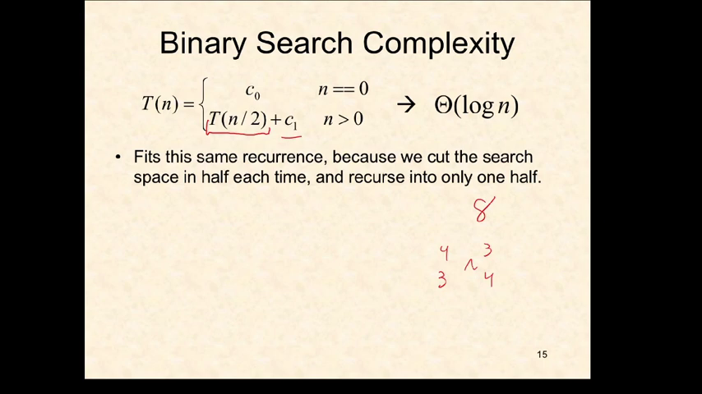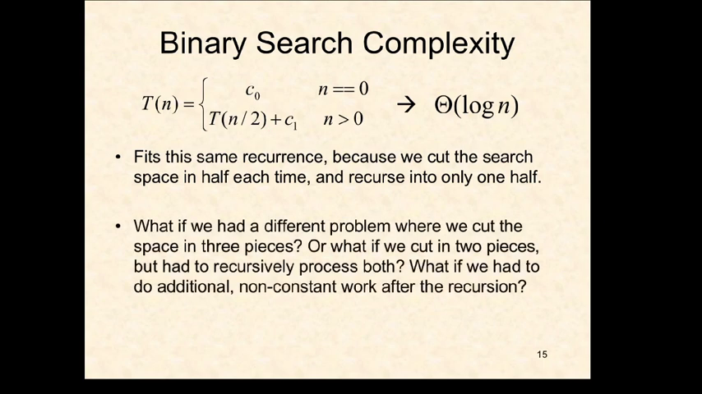So now hopefully we can believe this really is the recurrence relationship for a binary search. And if it is the correct recurrence relationship, we've already solved this problem. We already solved that one, and we got big theta of log n. The question is, what if we changed it?